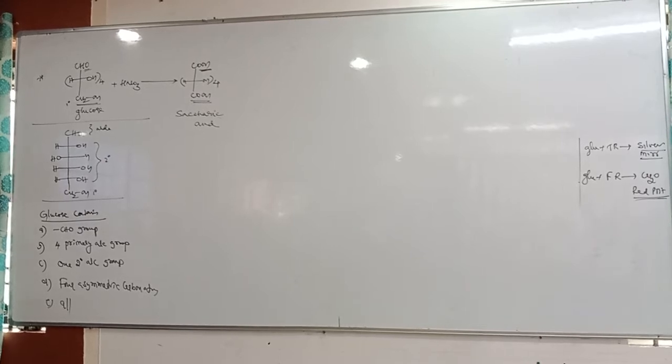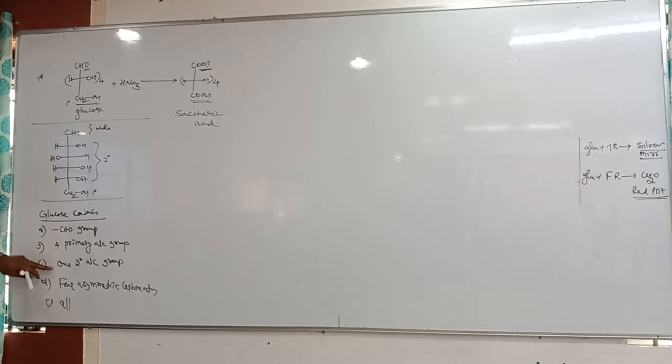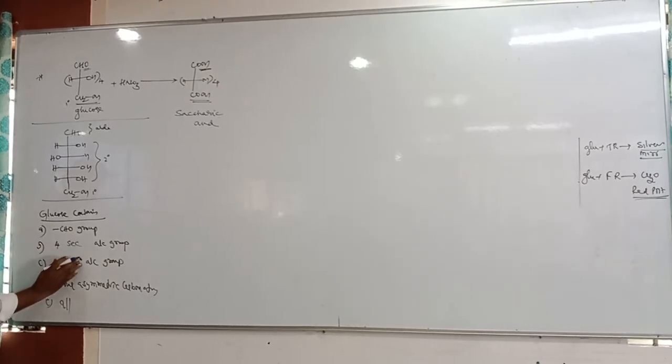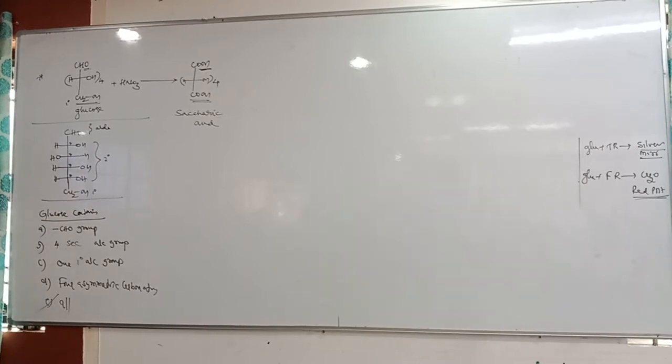Okay, take one question. Glucose contains an aldehyde group, 4 secondary alcohols, 1 primary alcohol, and it also contains 4 asymmetric carbons. This is 1, 2, 3, 4. There are 4 asymmetric carbon atoms, right?